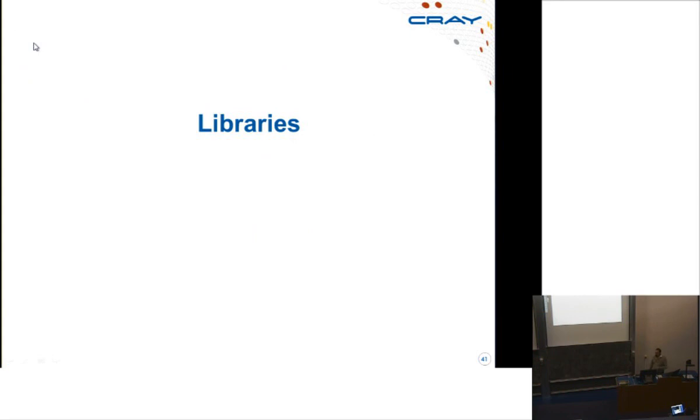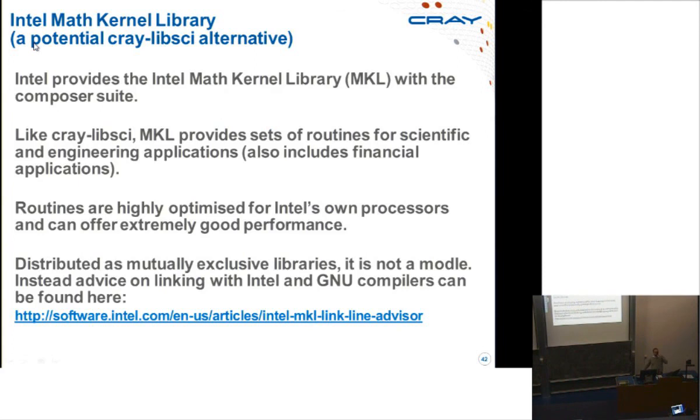Libraries: there are some slight improvements and changes to the libraries. There are more libraries available to you. Probably the biggest change is the introduction of the Intel Math Kernel Library. This is a potential alternative to cray-libsci. Certainly in the early days when we were first porting across to Intel platforms, when libsci was in its early days, MKL was giving very, very good performance and libsci was slightly behind it. These days, I believe they're fairly competitive.